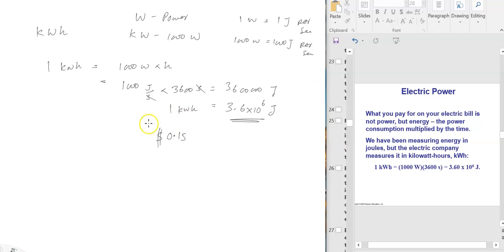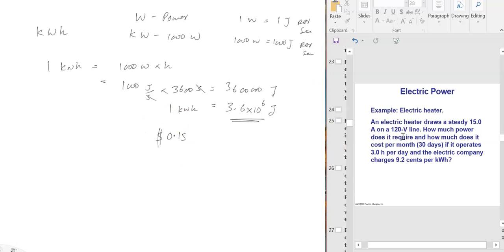Alright, so let's try some more examples. Okay, here's one. An electric heater draws a steady 15 ampere on a 120 volt line. How much power does it require and how much does it cost per month, 30 days, if it operates 3 hours per day and the electric company charges 9.2 cents per kilowatt hour?